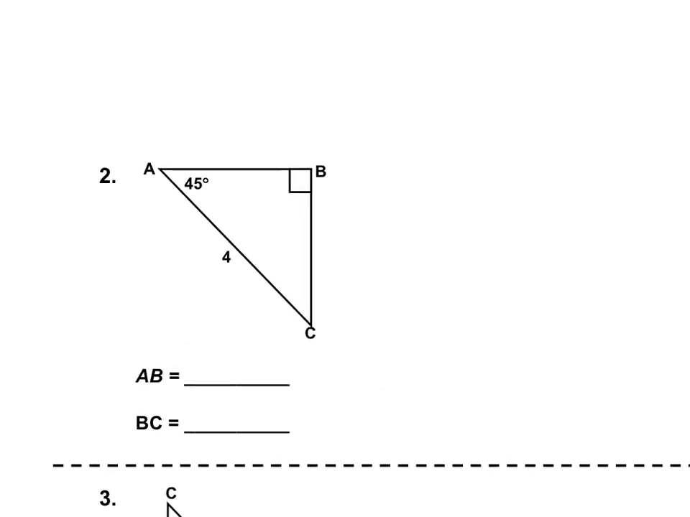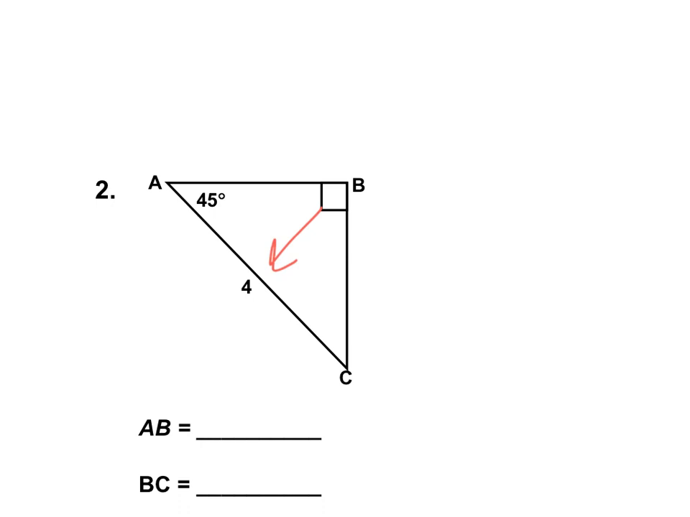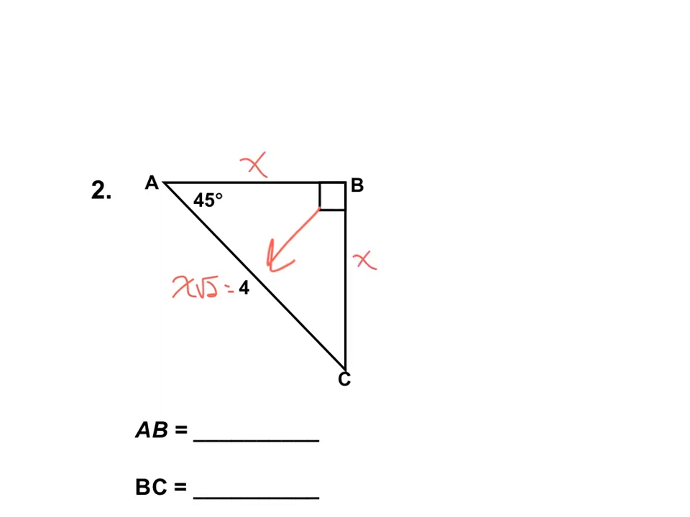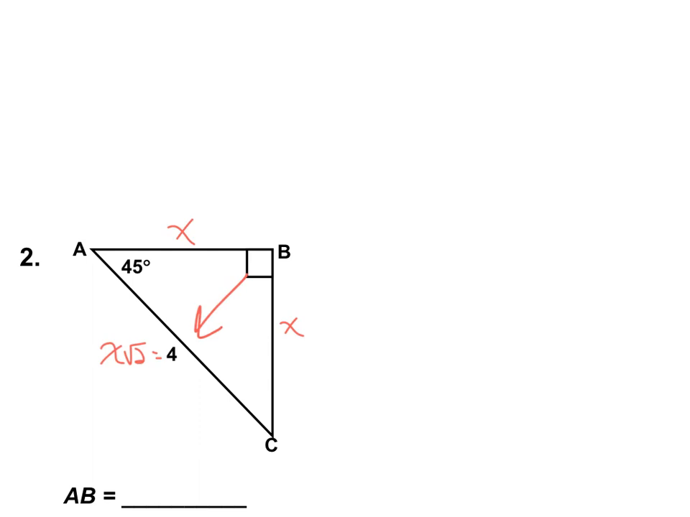Over here, this time, they gave us the hypotenuse. Sorry about that, guys. I have the hypotenuse, and that's my x square roots of 2 side. So my goal is going to be find x, so I can find the legs. So I know that x square roots of 2 equals 4, and if I could solve for x, then I can plug that in and have both of my legs.